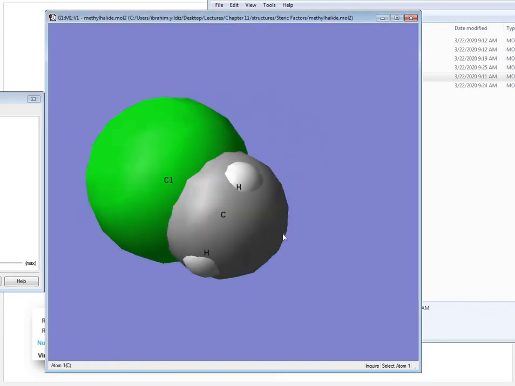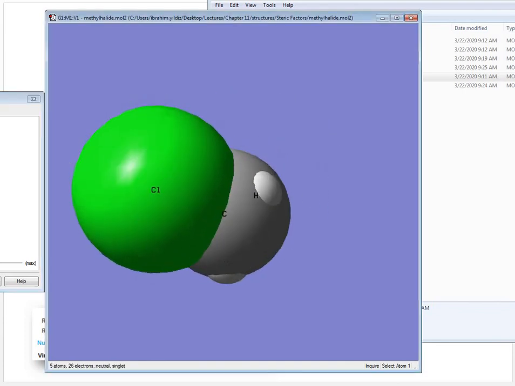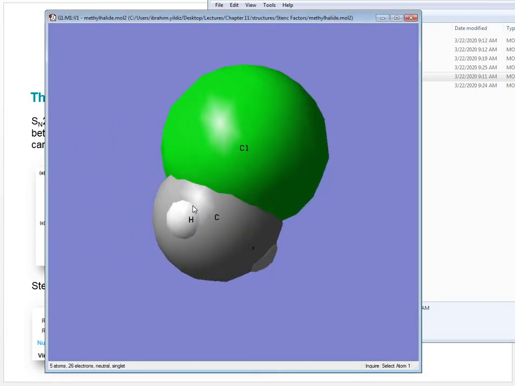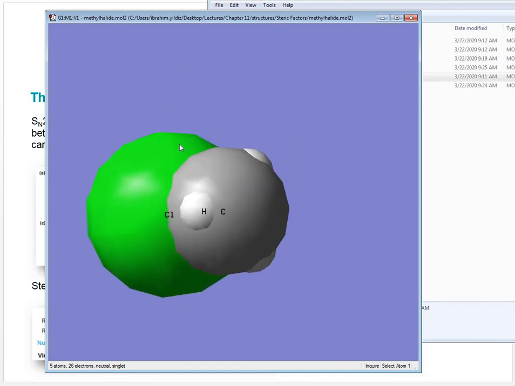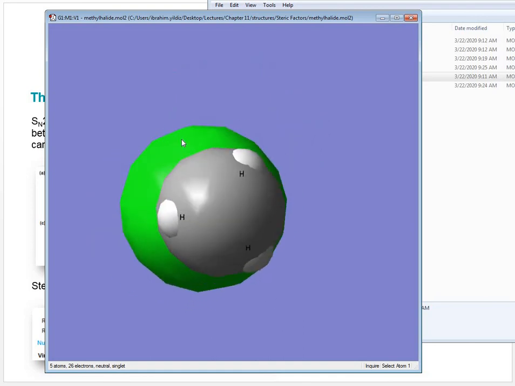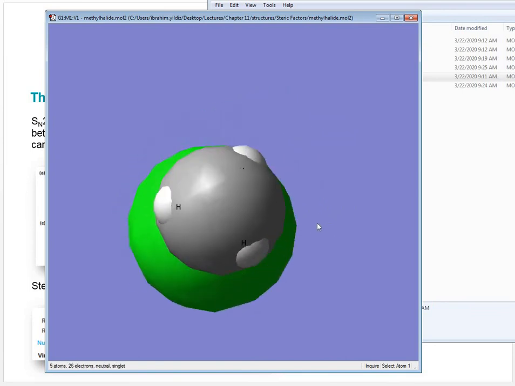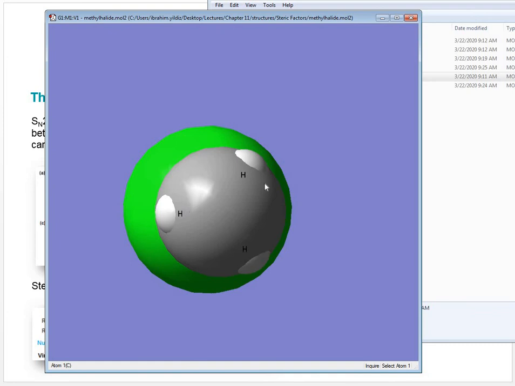Okay, as you see, this is a much more accurate way of showing molecules with true van der Waals radii, or true sizes of atoms. So as you see, this carbon, this is the gray one, is basically open because hydrogens are very small in terms of size.